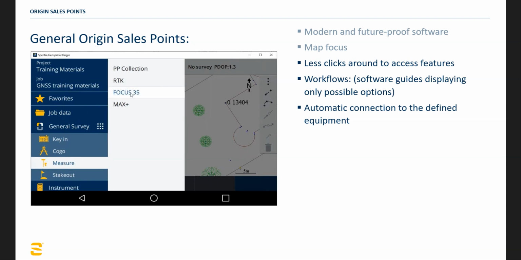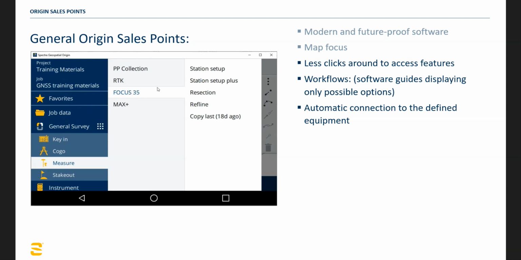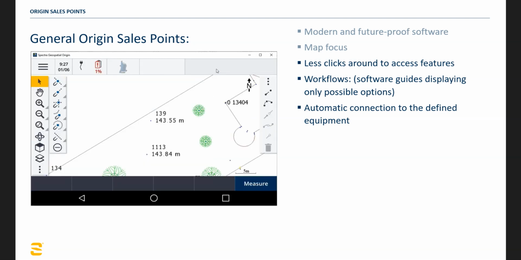So once I select my Focus 35, then I have to do my station setup, right? So that's what I mean by workflows. The software will actually guide you with the menus on things that you can do at this particular moment. So just go to station setup, and the software automatically tries to connect to the last used equipment. And if you are doing this with a GNSS system, it will even automatically connect to the last used, the chosen mount point.